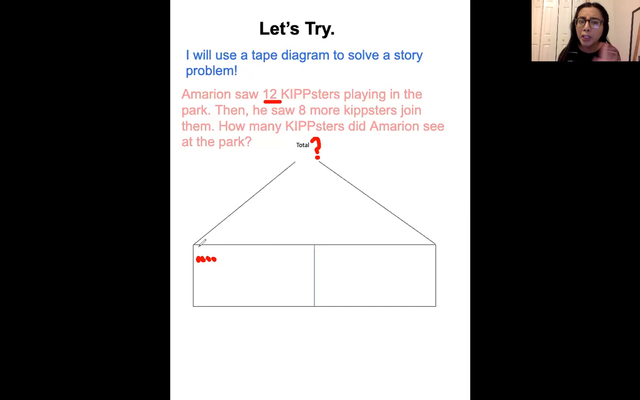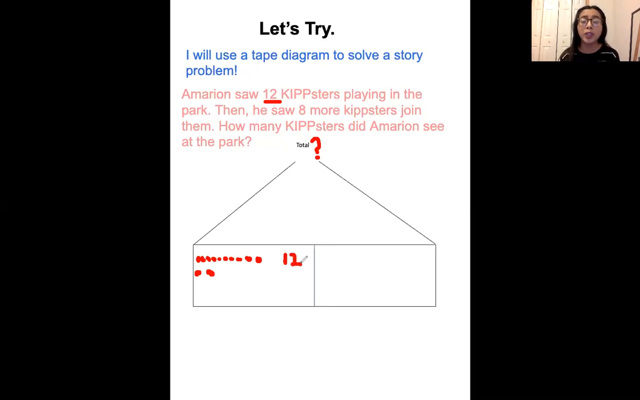Yours are going to look way neater than mine, but let's count. 1, 2, 3, 4, 5, 6, 7, 8, 9, and 10. And remember, Kipsters, yours should look way neater. And now I need 2 more to have 12. 11, 12. Okay, so I'm just gonna write 12 here so I don't forget that I have 12.